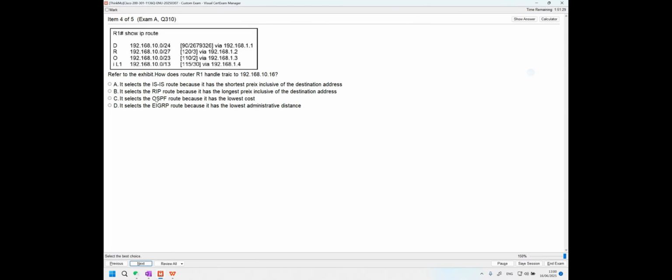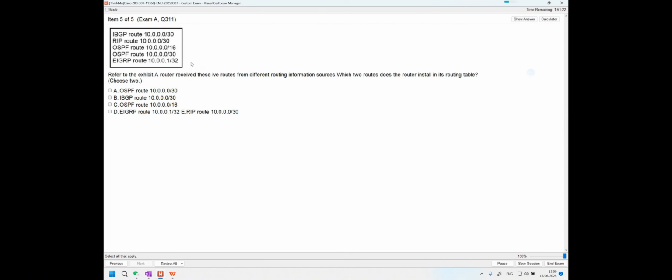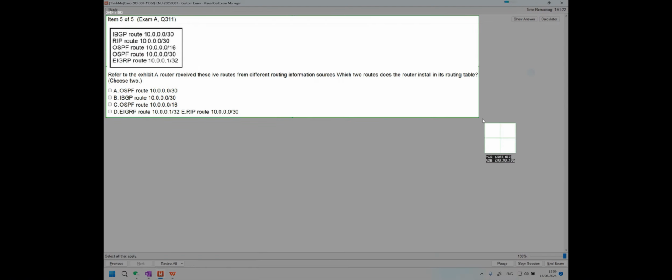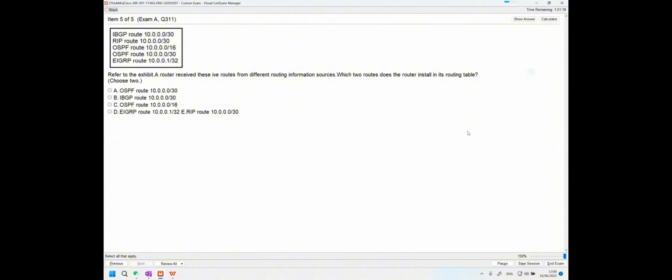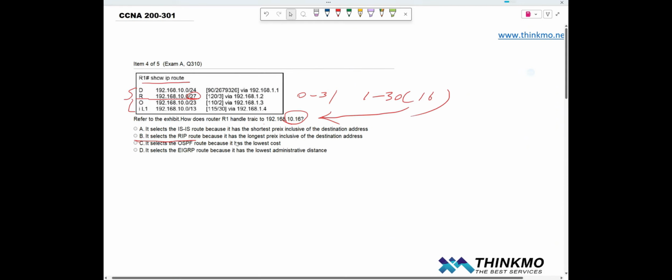Let's check the correct answer. Okay, it's B. Alright, let's look at question 5. Question 5 actually involves routing tables and related concepts again.